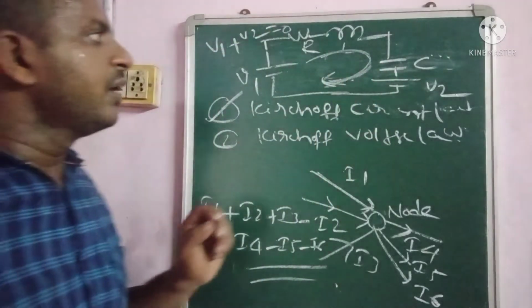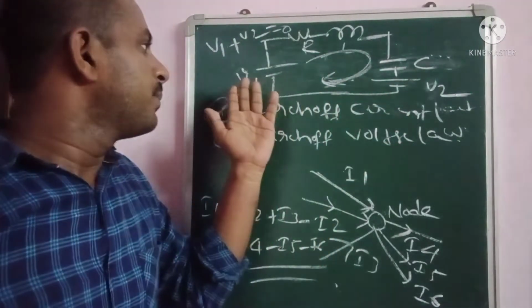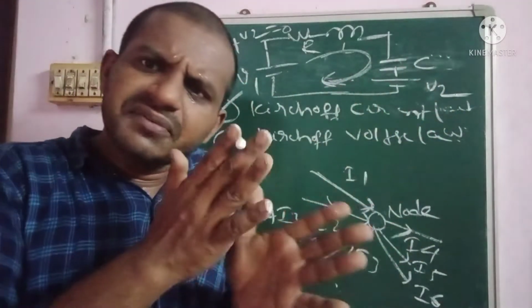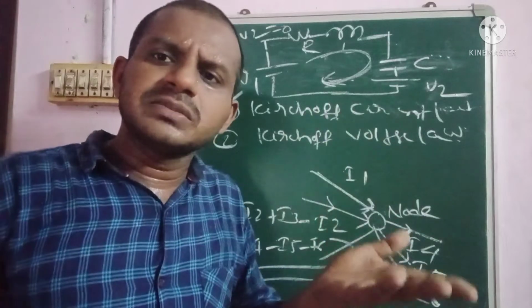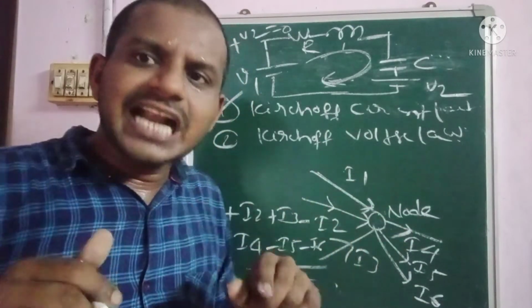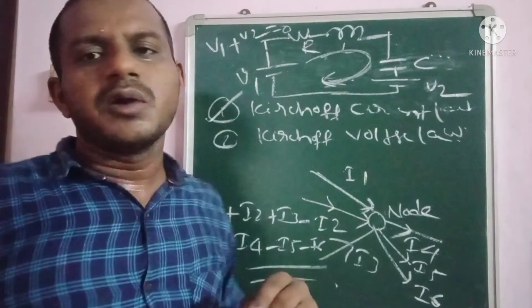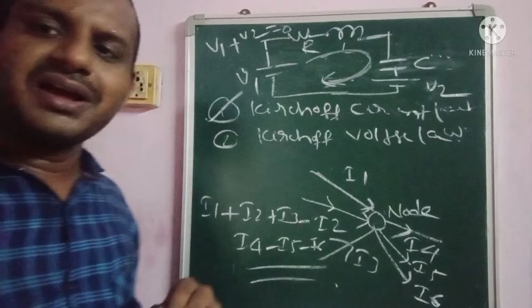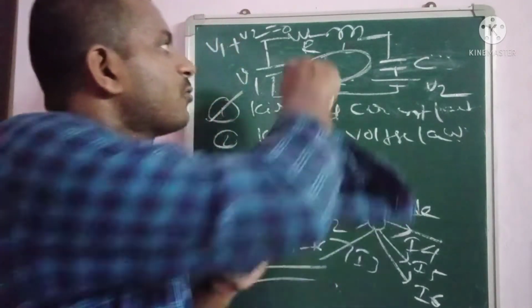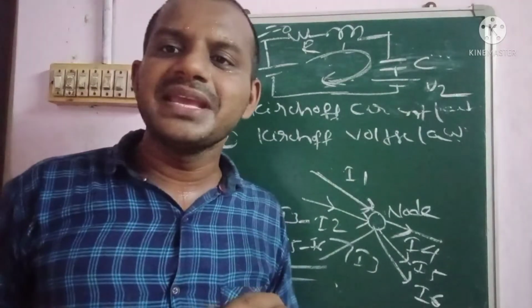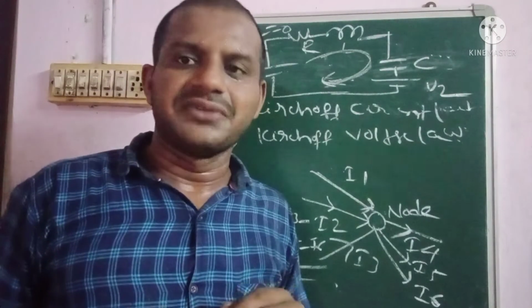V1 and V2 are different types of voltage source. If the circuit may contain different types of voltage source, all voltage sources must sum to 0. Then only the Kirchhoff voltage law is satisfied. So the definition of Kirchhoff voltage law is: in a closed loop circuit, the total voltage source must be equal to 0. That is called the Kirchhoff voltage law.